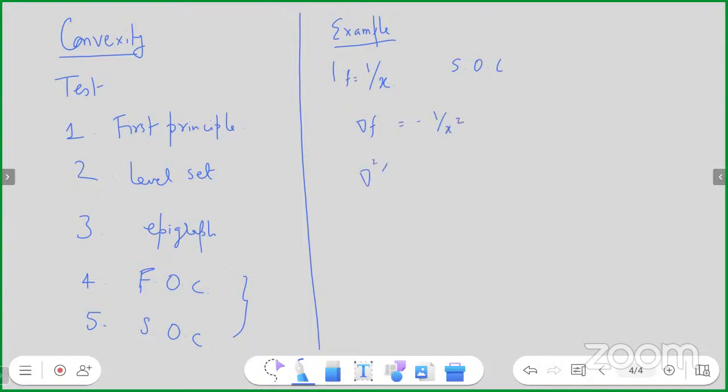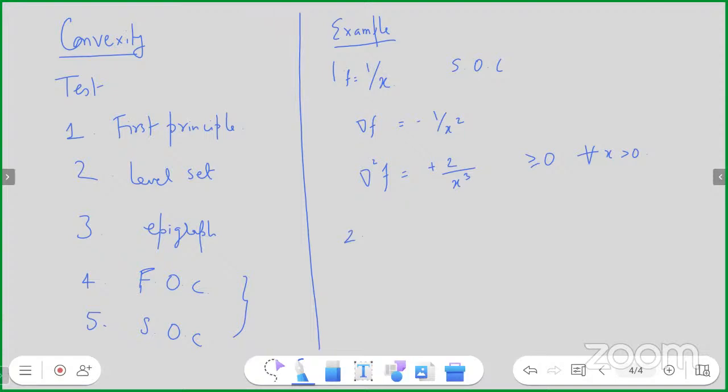Keep me honest, okay? I might possibly make a mistake. Is it minus 2 or 1 by 2? It's 2 by x cube, with a plus. So this is greater than or equal to 0 for all x greater than 0. That's what we are interested in anyway. Our domain was x greater than or equal to 0. Okay.